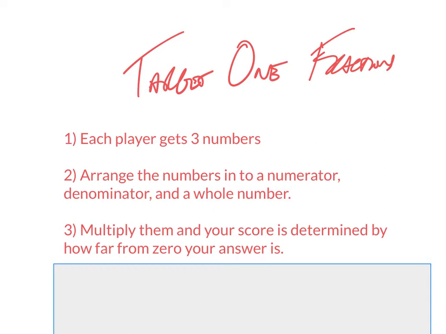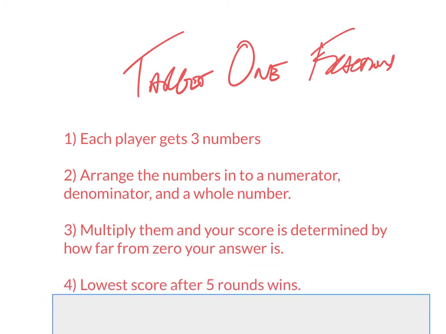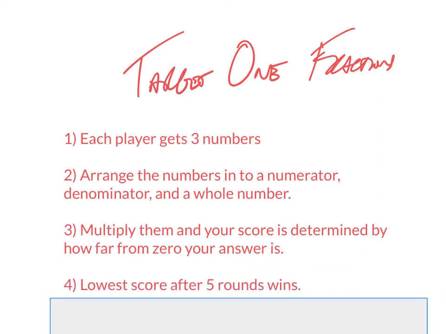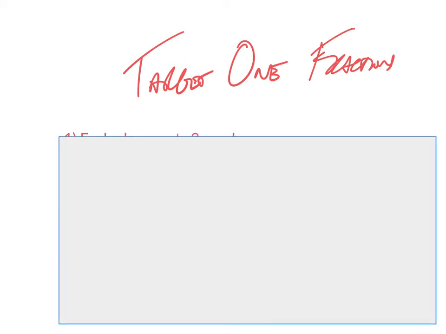So again, the target is 1. You're going to multiply this together and figure out how far above 1 is your answer or how far below 1. So you're going to subtract those two numbers. You're going to subtract your number from 1 or take 1 from your number, depending on which one's bigger. And then the distance from 0, if you think about it in terms of a number line, that distance from 0 is your answer. That's your score, and the lower score after 5 rounds wins. So you're going to take 5 rounds worth of scores, add it up, and determine who the winner is.